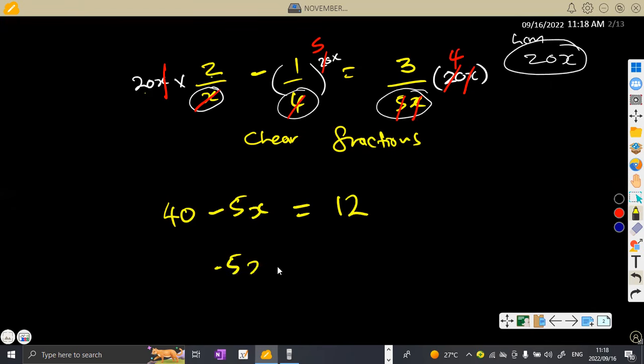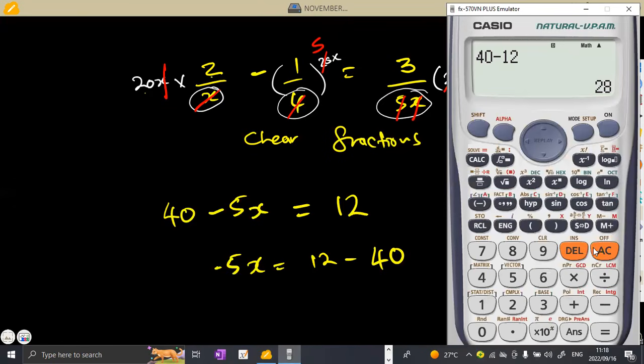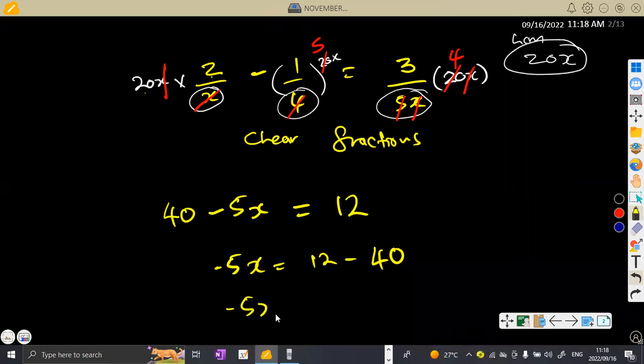So minus 5x is equivalent to 12 minus 40. This is paper 2. There is no worry if you do not know this. Use your calculator here to simplify. 12 minus 40, just like that. You get negative 28. Okay, so minus 5x is equivalent to negative 28.